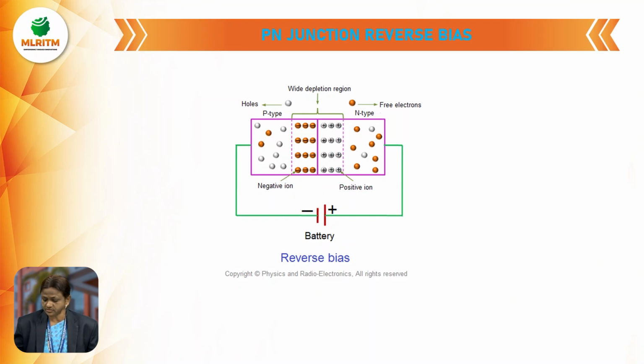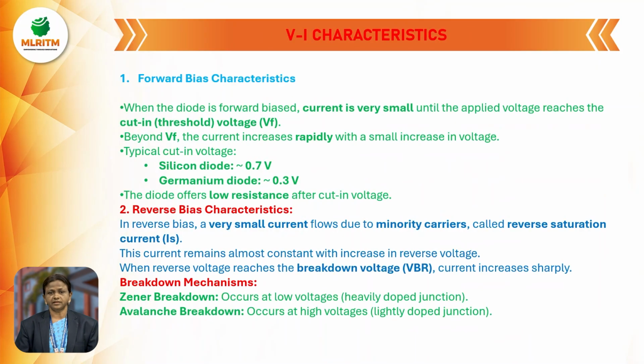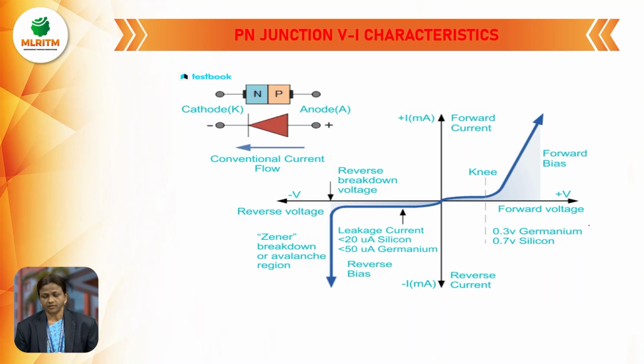Next one is VI characteristics. VI characteristics give the relation between voltage and current in forward bias as well as reverse bias. By taking VF value on the x-axis and IF value on the y-axis, where VF is forward voltage and IF is forward current, VR is reverse voltage and IR is reverse current. VF and IF are positive values, so these two are taken in the first quadrant. VR and IR are negative values, so this reverse voltage and reverse current are taken in the third quadrant.